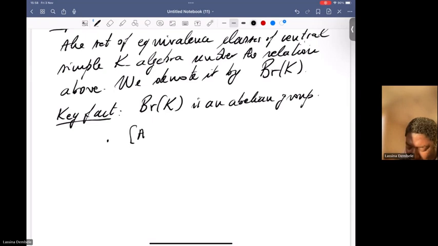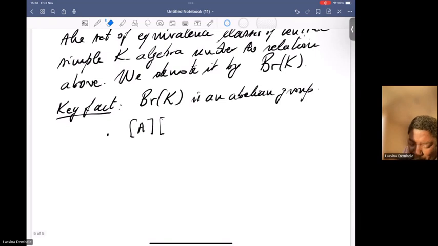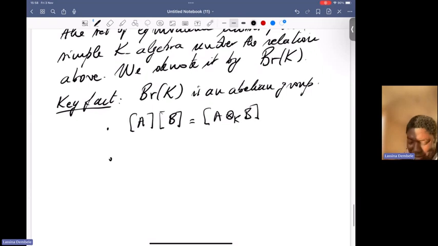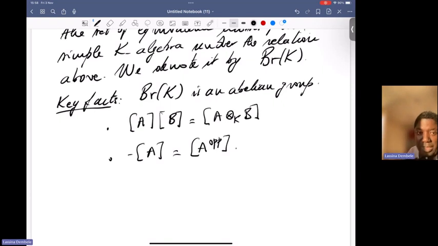Composing the product of A and B is simply the equivalence class of the tensor product. And you can show that it's actually an addition, it's Abelian. And if you want the negative of a class, it's just the class of the opposite algebra. So these are the two things that define the Brauer group.